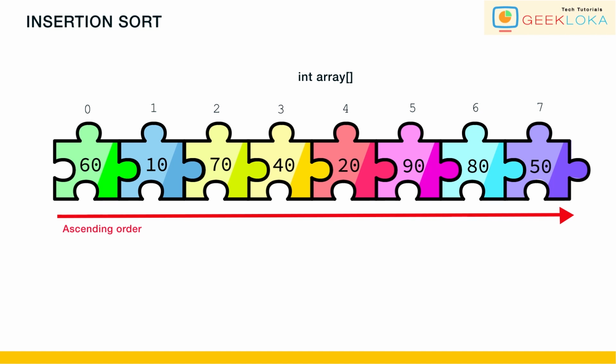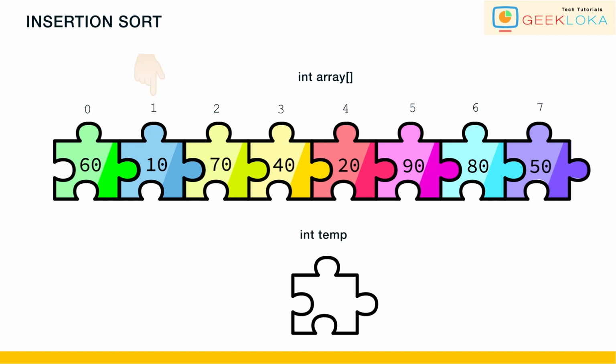The key idea of insertion sort is to divide the array into a sorted and unsorted section. We start by assuming that the first element is already sorted. Then we take the next element and insert it into the correct position within the sorted section. This process is repeated for all elements.